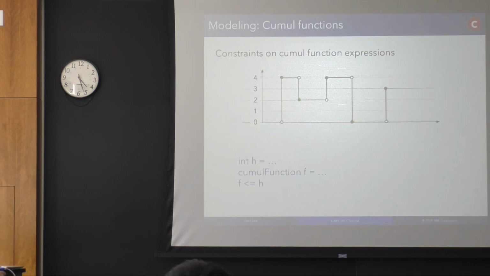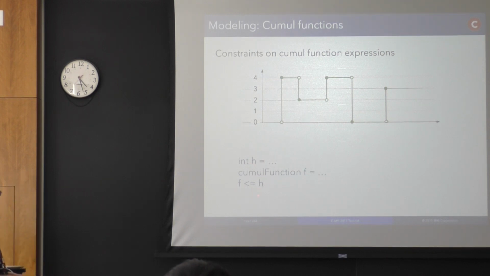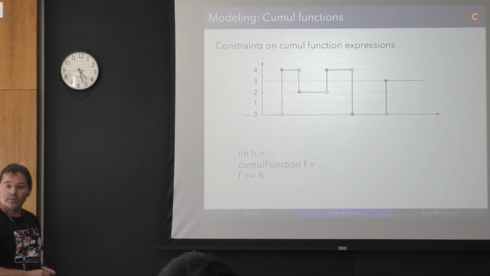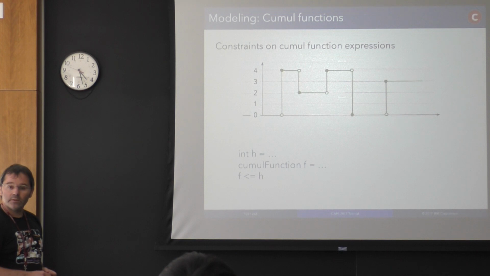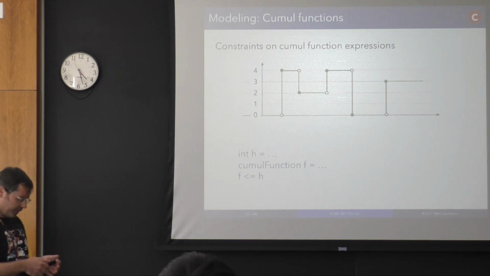So what kind of constraint can you post? You can say this function is always lower than this integer. You write this, f is lower than h. Is the constraint on the integral of the cumulative, or is it on the path? Does it apply on all the path? This one, in this case, applies on all the horizon, so everywhere. But yeah, good point.